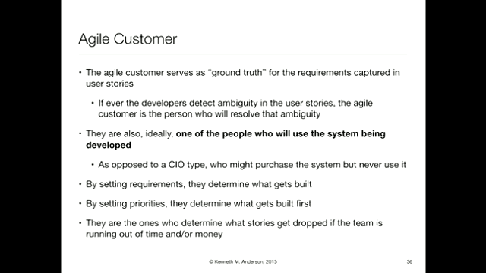So the agile customer serves as ground truth for the requirements captured in the user stories. So when you have a user story and it says the customer wants, or the system shall do X, that's because the customer told us, and so we're going to trust the customer.